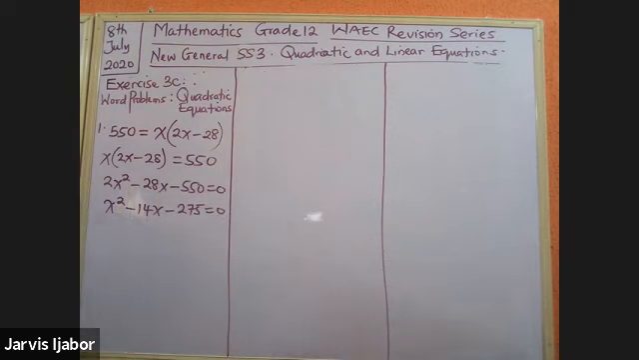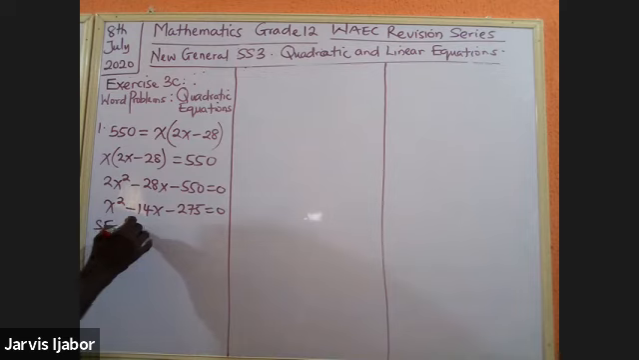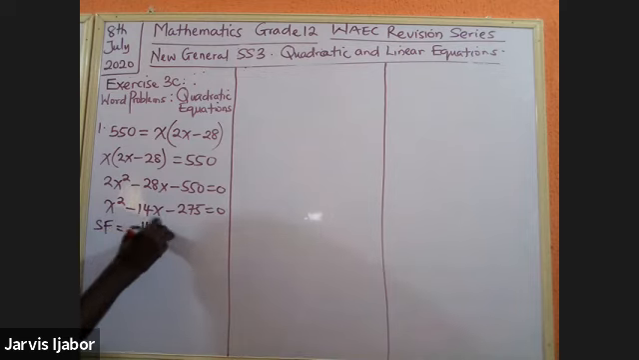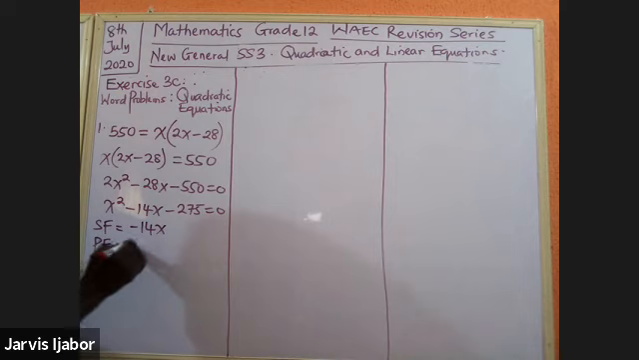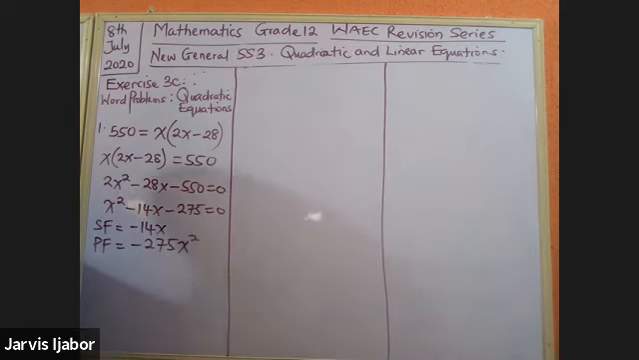Now, I'll try factorization. I want to assume that it can be factorized. So the sum of factors will be equal to minus 14x. The product of factors will be equal to minus 275. More often than not in exams, when you're given this, usually it is factorizable. So now, what will be the factors?